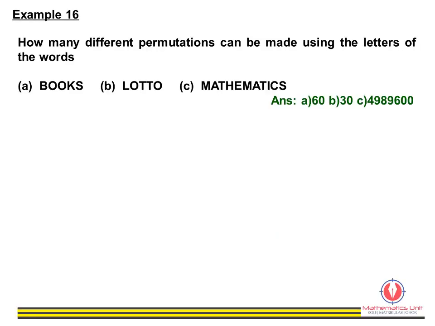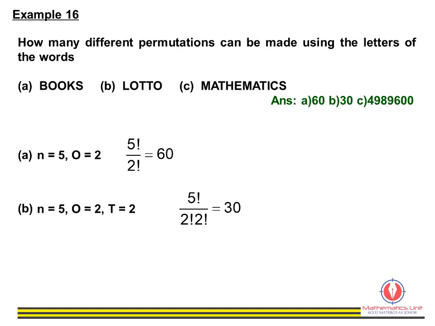Example 16. How many different permutations can be made using the letters of the words A, books, B, lotto, C, mathematics? Solution for A. The number of letters in the word books is 5. So, n is equal to 5. There are 2 identical O. So the permutations of 5 letters, with 2 identical O, are 5 factorial divided by 2 factorial, equals 60.